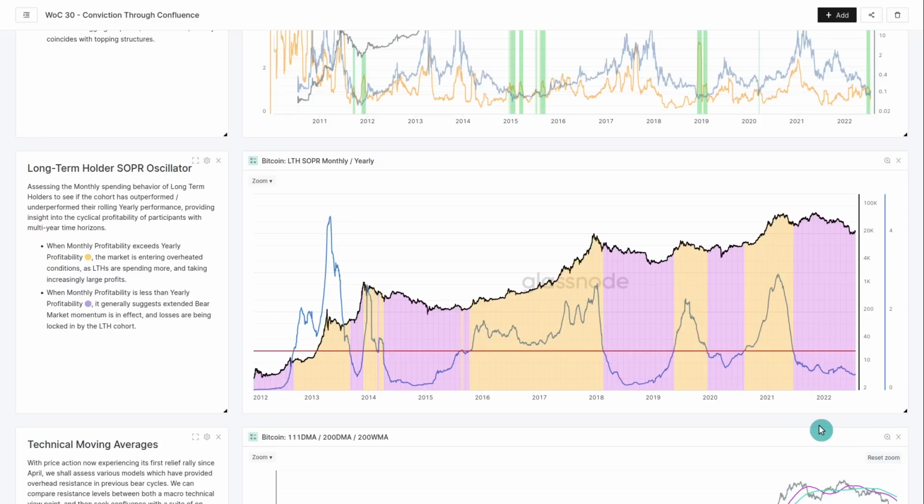Remember, the market can do anything it wants to do. But what we're trying to do here is use previous cycles and investor behavior to compare what's gone on in the past and try and establish a case for what may be coming in the future.